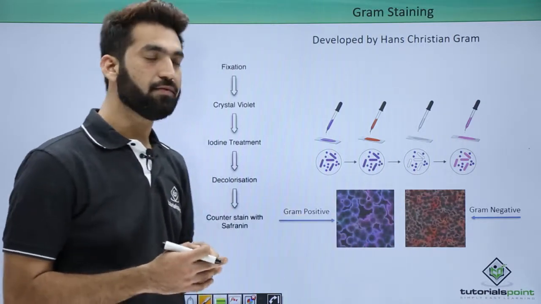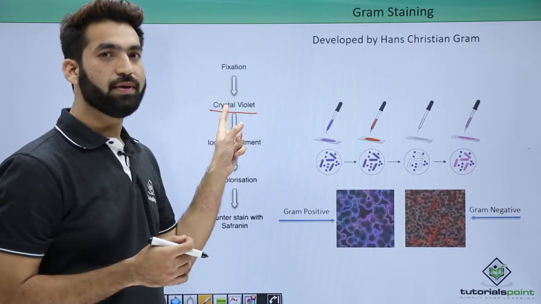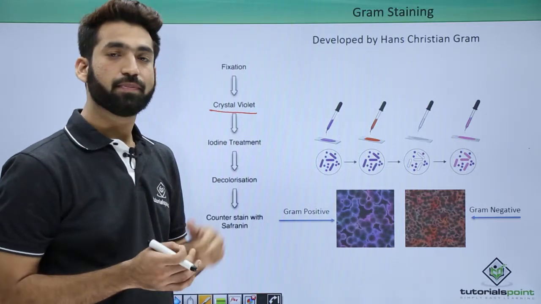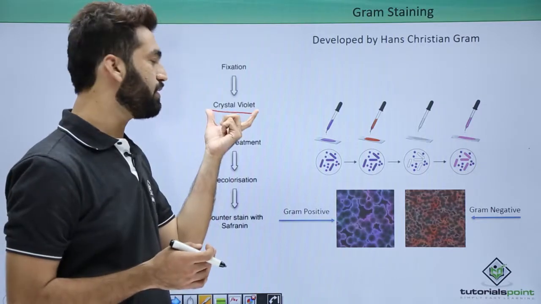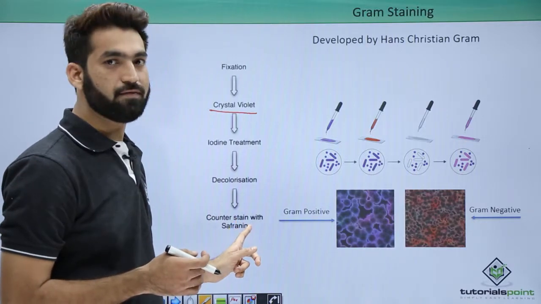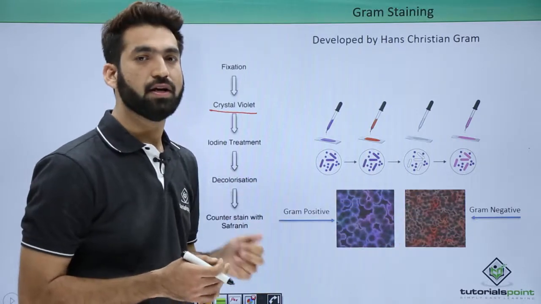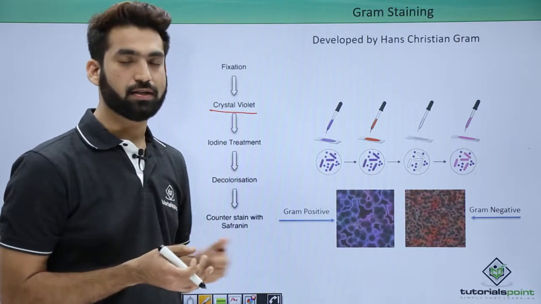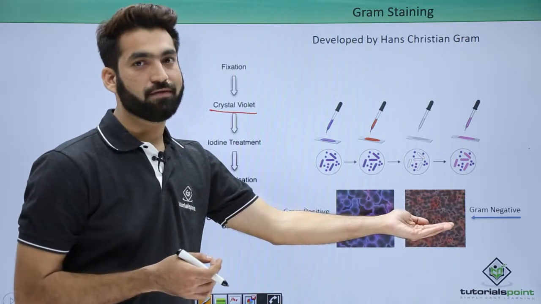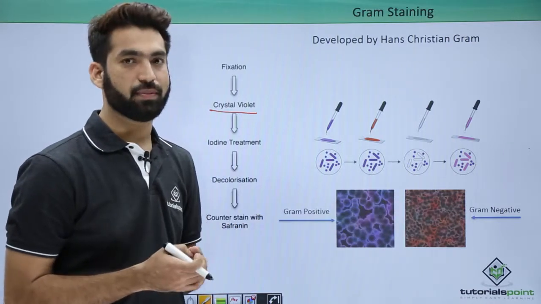What are positive and negative? We treat the bacteria with crystal violet, and the bacteria which retain the color of crystal violet, which is purple blue, are called gram positive. During the experiment, if the bacteria lose the crystal violet color and take up the second dye, safranin, which is red and pink, they are called gram negative. So the bacteria which keep the gram stain are gram positive, and the bacteria which do not retain the stain, decolorize and take the new stain are called gram negative bacteria.